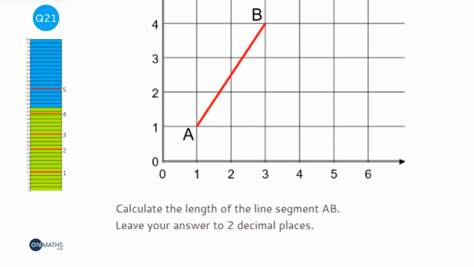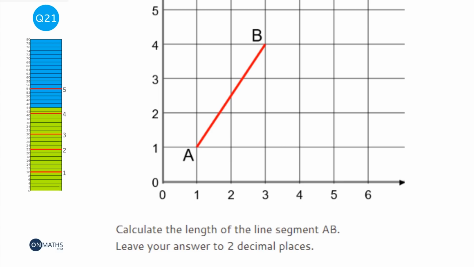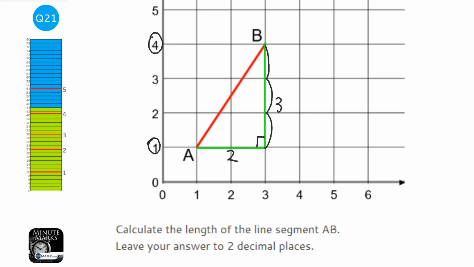Okay, so we're asked to find the length of the line AB. And the way of doing this is you work out how far across you go and how far up you go, and by doing that you create a right angle triangle. So we go 2 across here, 2 jumps across, and if you don't know that that was 2, let's just do a different method. So to get this other one, 1, 2, 3 jumps up, or you just know that it goes up to 4, down to 1, 4 take away 1 is 3. So it's a right angle triangle with sides 2 and 3, and we're looking for the third one.